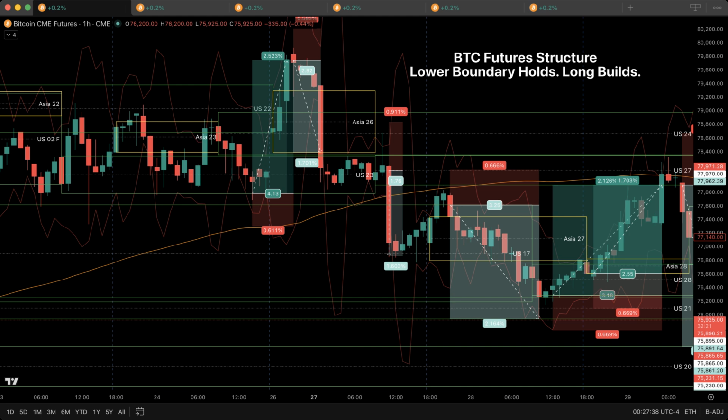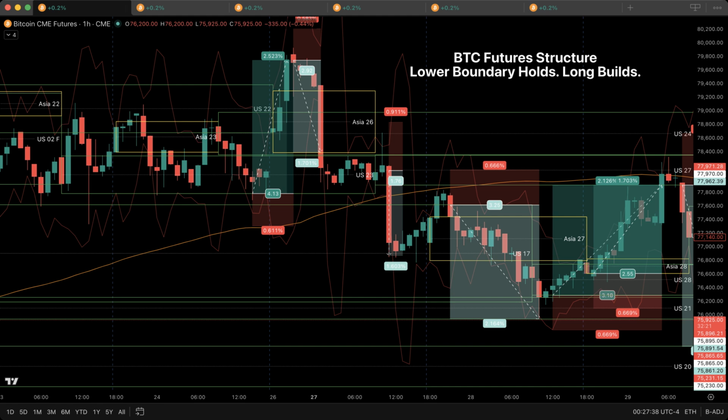April 28th Asia session gives the long setup. Long entry line: April 28th Asia session lower boundary. Stop loss line: April 21st US session midpoint. Take profit line: April 27th Asia session upper boundary. The first target sits at the upper boundary of April 27th Asia session box.